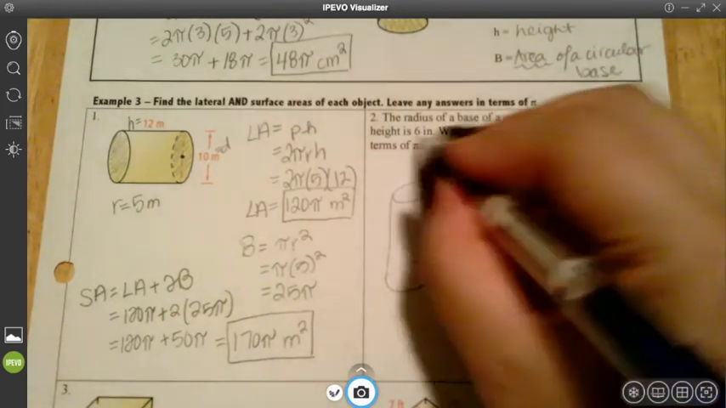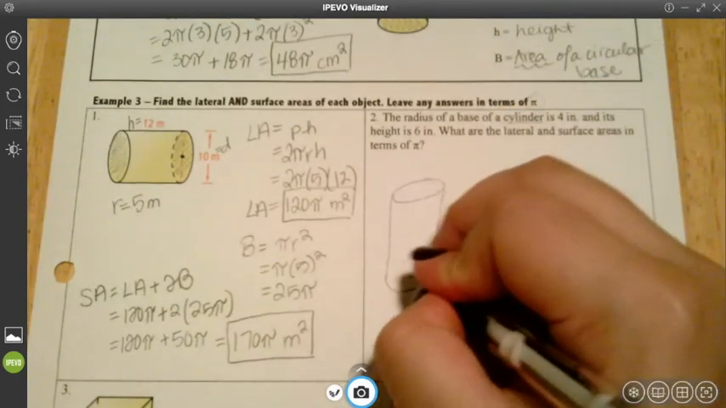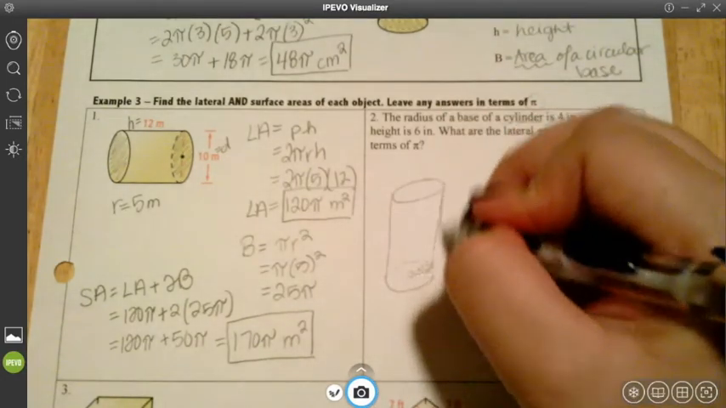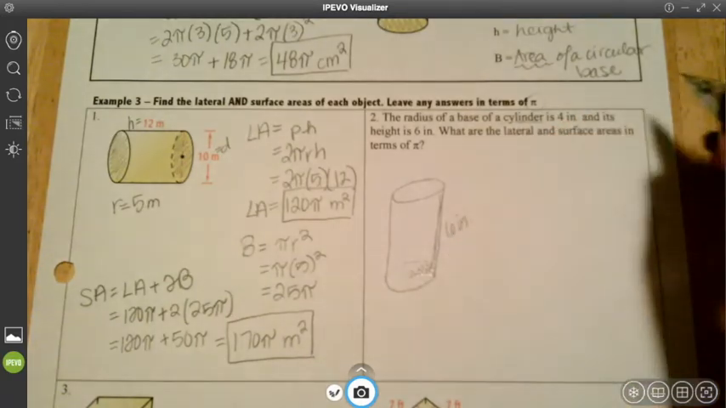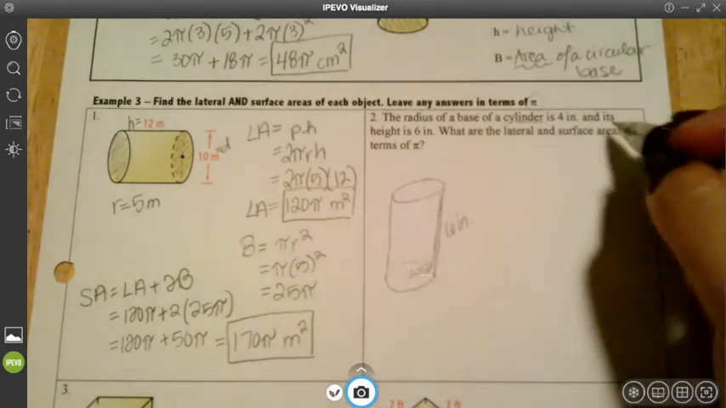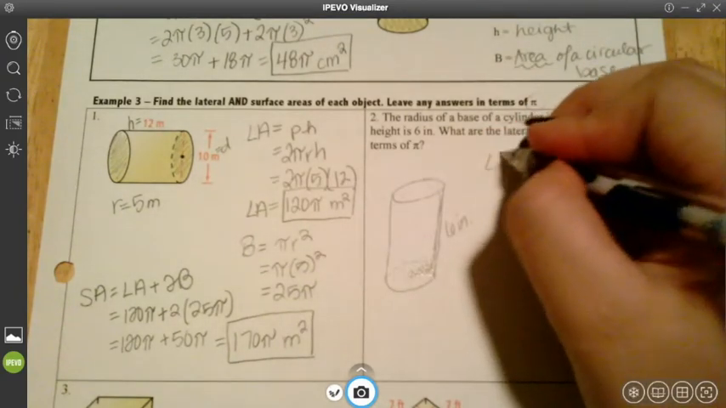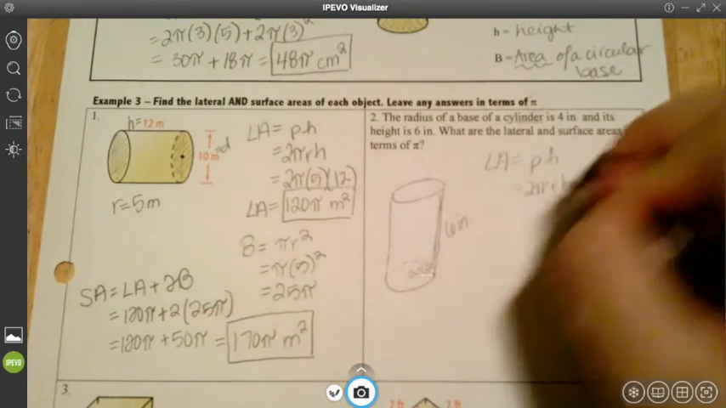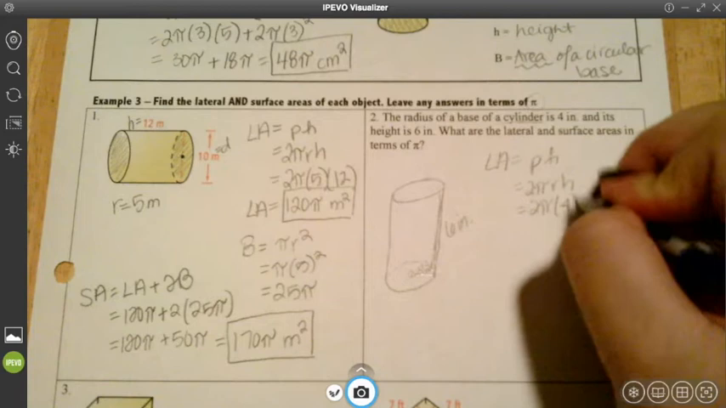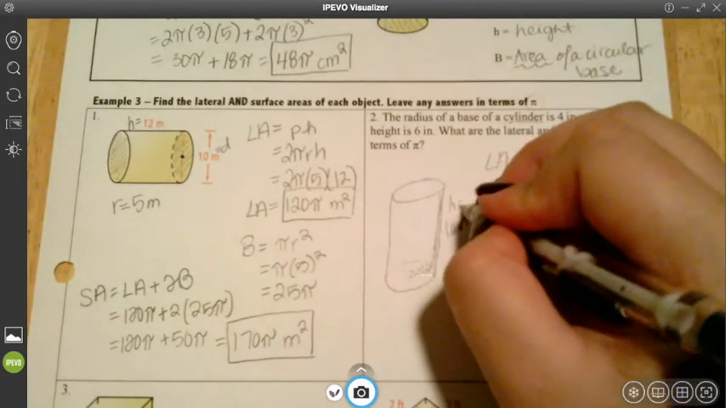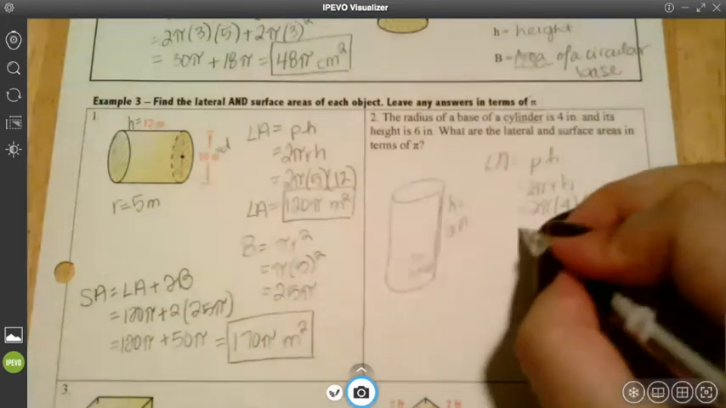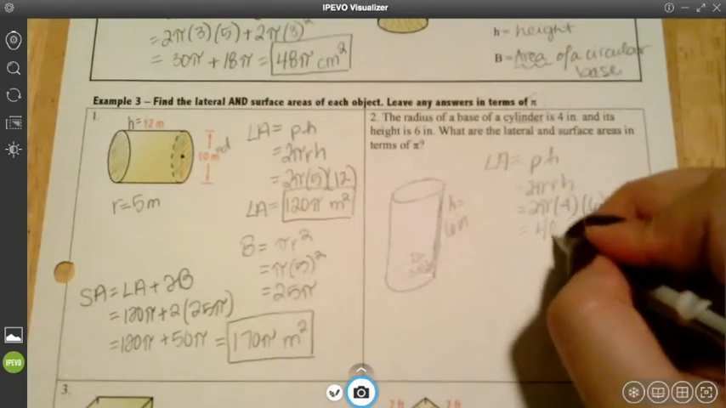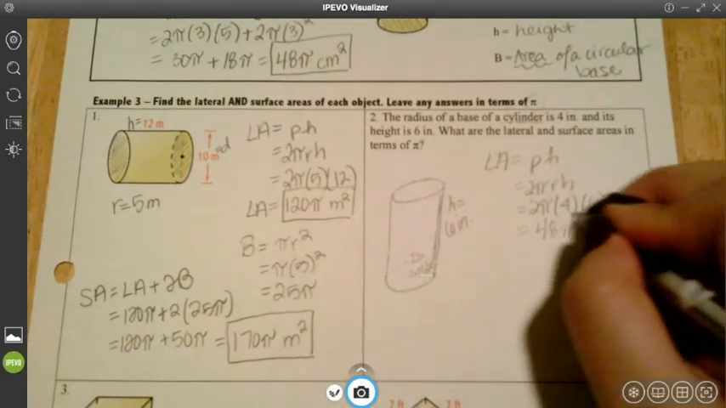Okay, so we know the radius of the base is 4 inches. Its height is 6 inches. What are the lateral and surface areas in terms of pi? So we need the lateral area, perimeter times height, or 2 pi r h. We know our radius is 4 and our height is 6. So that gives us 2 times 4 is 8. 8 times 6 is 48 pi square inches.